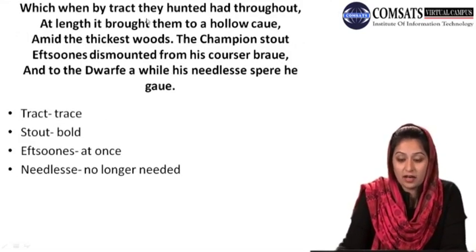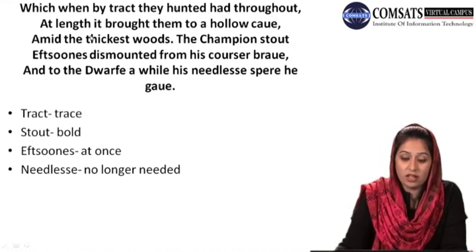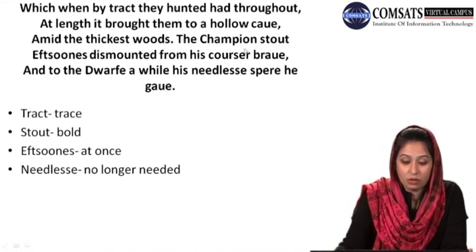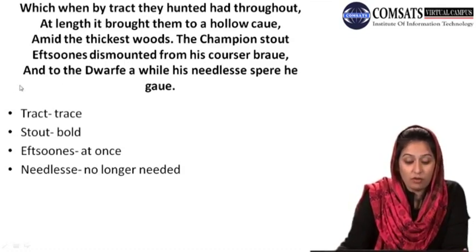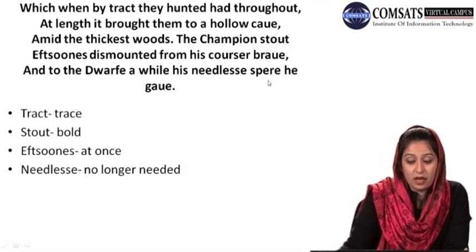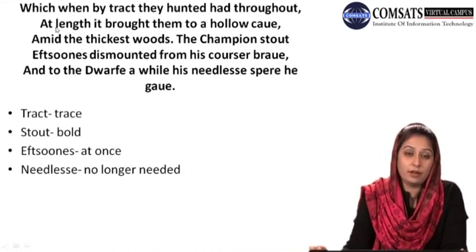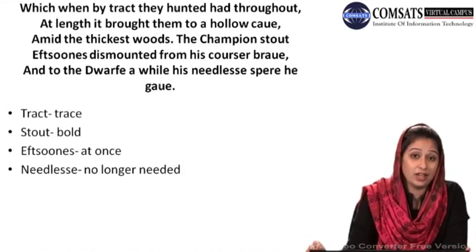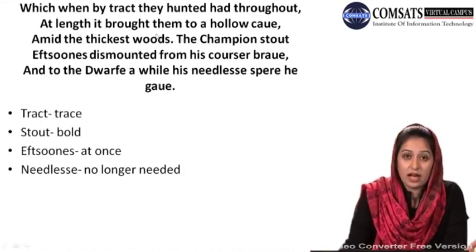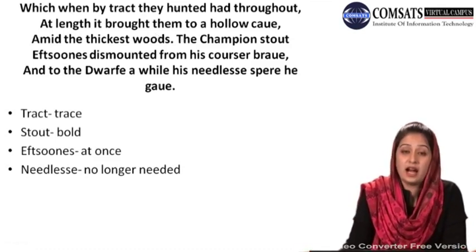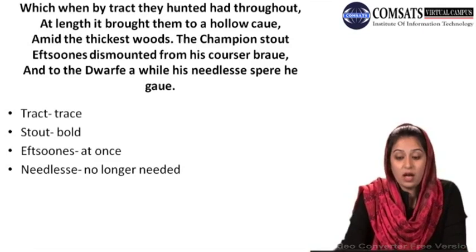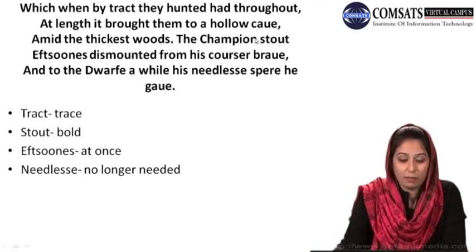"Which when by tract they hunted had throughout, at length it brought them to a hollow cave. Amid the thickest woods the champion stout eftsoons dismounted from his courser brave, and to the dwarf a while his needless spear he gave." Now what happened? Meanwhile, when they were looking for some way to get out of that cave they had entered for taking shelter, they found the most beaten path that they had taken, and it led them to a hollow cave. Wo ek cave tak pahunch gaye.